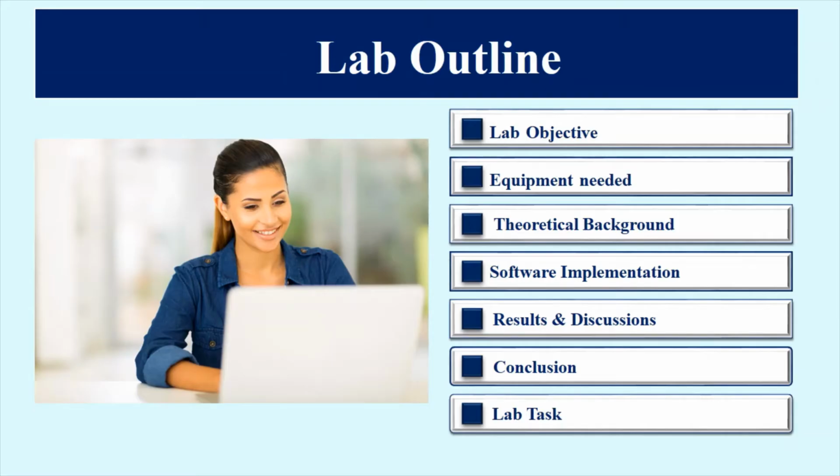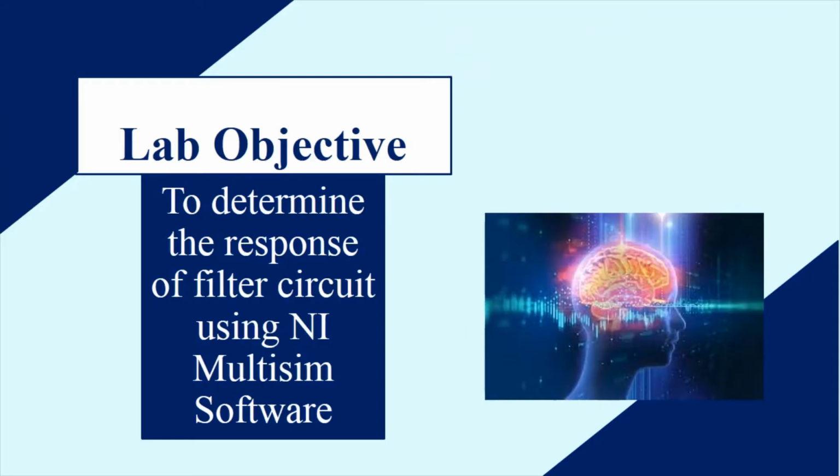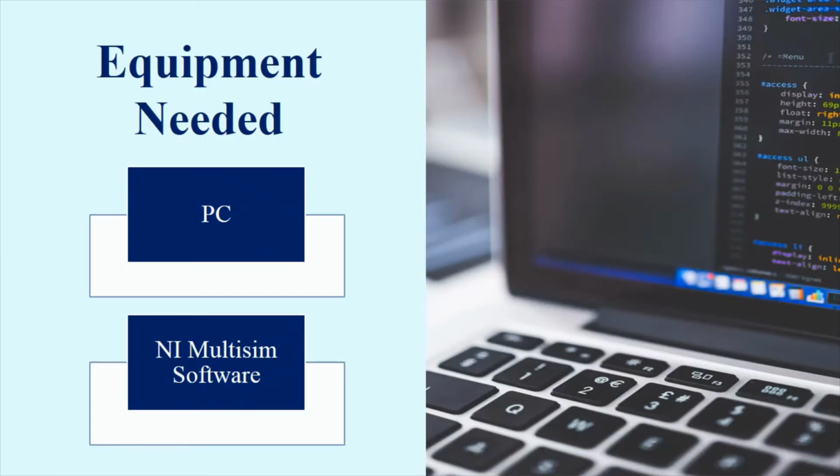Agenda of this experiment includes 7 different sections: lab objective, equipment needed for the experimentation, theoretical background, software implementation, results and discussion part, conclusion, and the task assigned. The objective of today's experiment is to determine the response of filter circuit using NI Multisim software. The basic equipment needed for the experimentation is NI Multisim software installed on the personal computer.